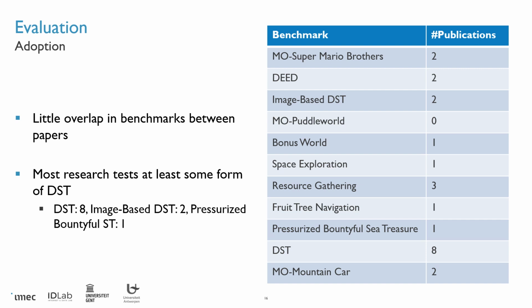When aggregating the statistics, we do see that there has been some convergence. The deep sea treasure problem has been used by 8 different publications, with this number going up to 9 if we also include the variations of the deep sea treasure problem, namely the image-based deep sea treasure and the pressurized bountiful sea treasure problem.